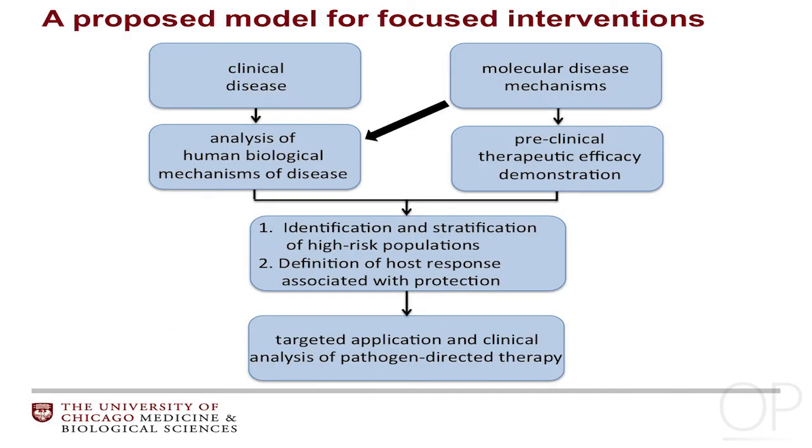So I'll end with a proposed model for focused interventions in which a firm understanding of clinical disease, as is demonstrated at the top left, needs to be coupled with an understanding of molecular disease mechanisms, which can be understood through these types of investigations of pathogen biology. And these two types of knowledge need to be married to permit an analysis of the human biologic mechanisms of disease, melded together with understanding preclinical therapeutic efficacy, which can frequently be accomplished in animal models.